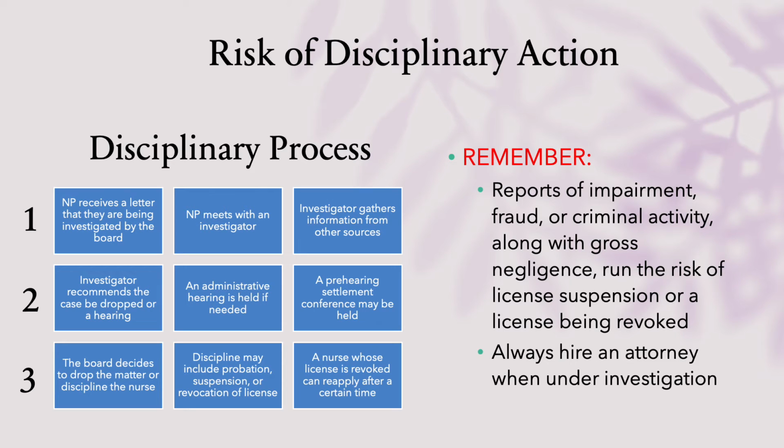An administrative hearing is held if needed. Before this, though, a pre-hearing settlement can be made. The board then decides to either drop the matter or discipline the nurse. Discipline may include probation, suspension, or even revocation of license. If a license is taken, a nurse or nurse practitioner whose license is revoked can reapply after a certain time, if indicated.